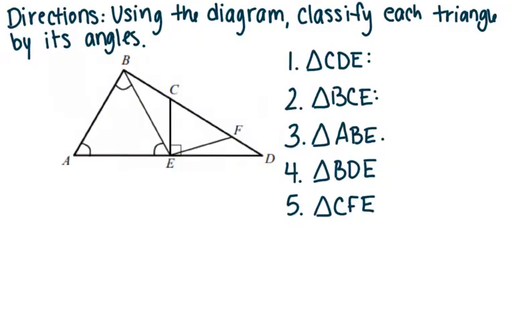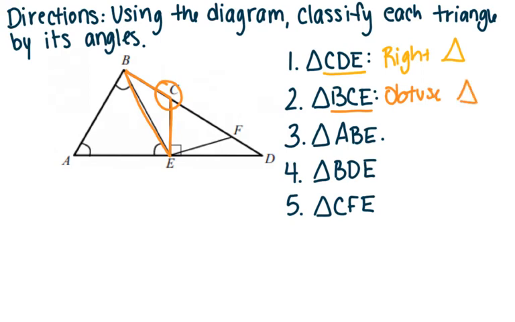Alright, so notice how the letters are ordered. You have to go in that order. So we're going to start with C, and then go to D, and then to E. So I'm talking about this triangle right here. That triangle has a right angle, so it has to be a right triangle. Okay, so using the letters again, we're going to go from B to C to E. So I'm talking about that triangle right there. This is an obtuse angle, so this one is going to be an obtuse triangle.